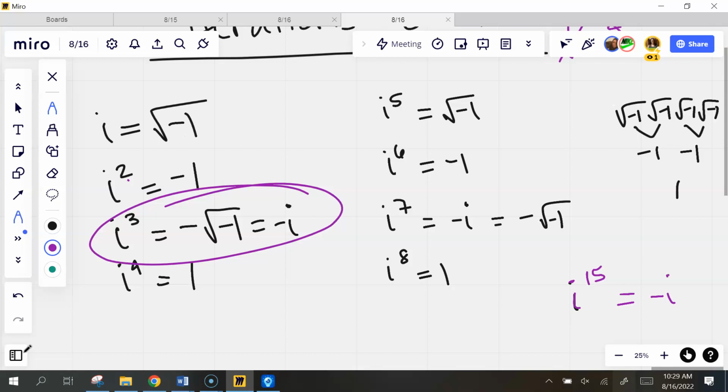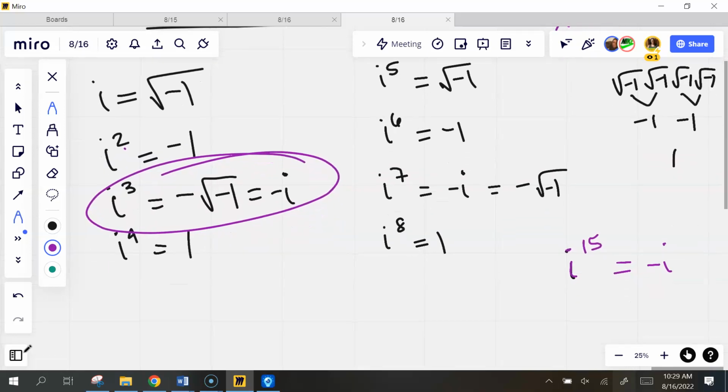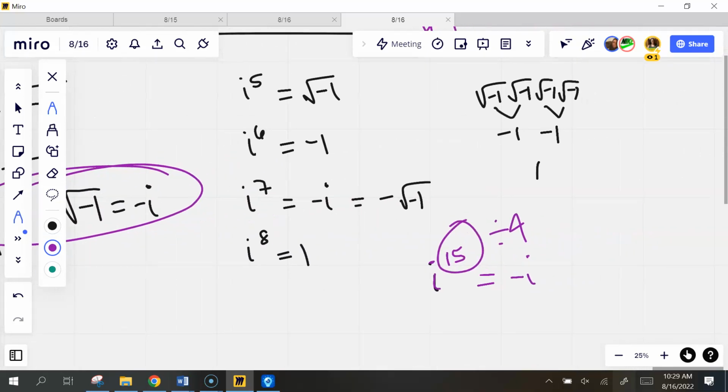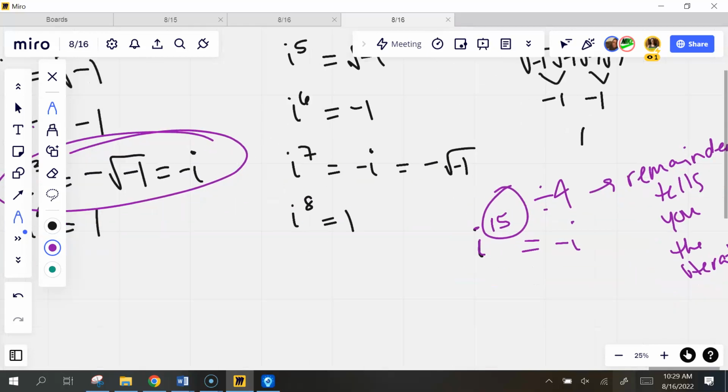Are y'all with me there? Okay, you do this divided by 4. Your remainder tells you the iteration or the power that you're doing, because there's 4 iterations before it starts repeating. Oh, so every time we're going to divide by 4? Yes, no matter the number.